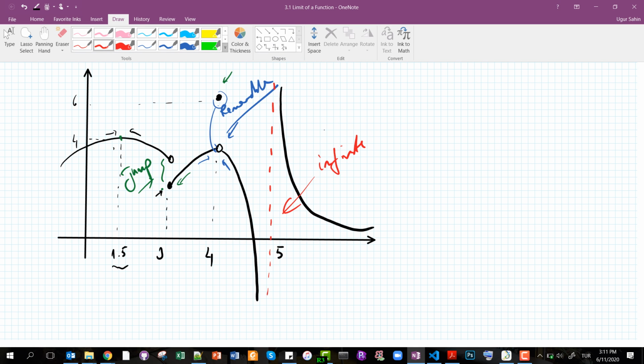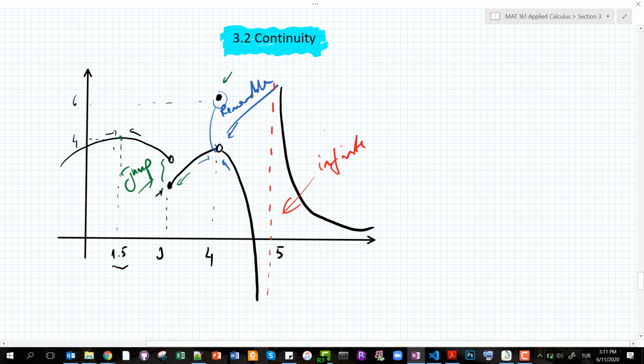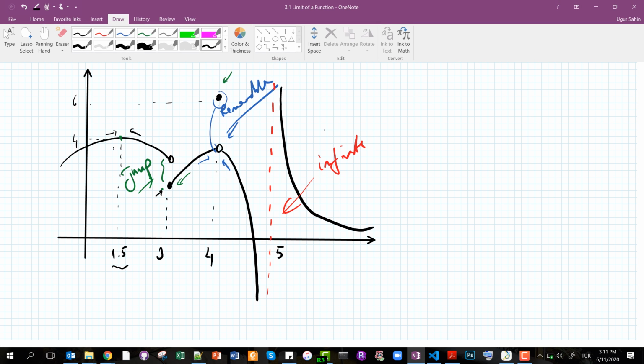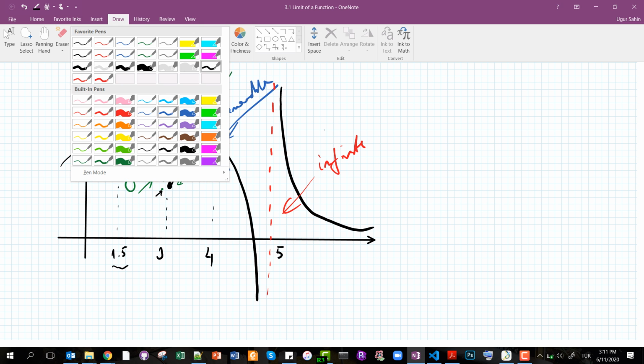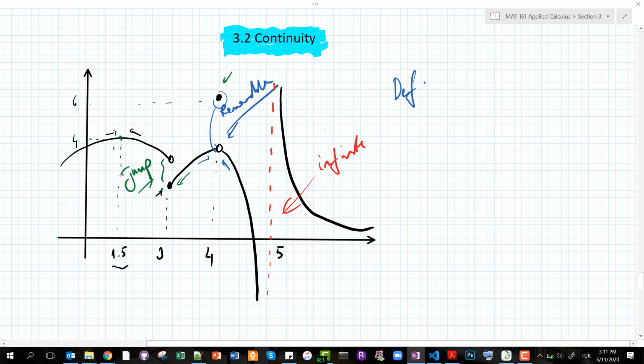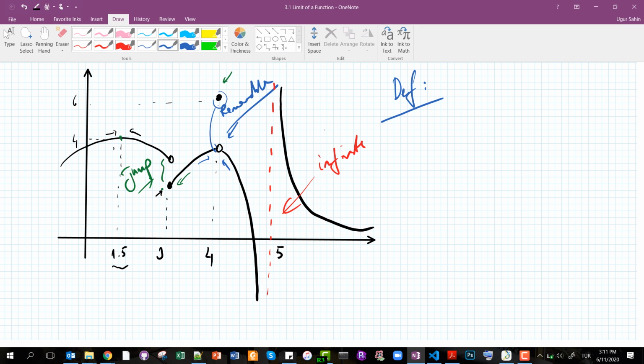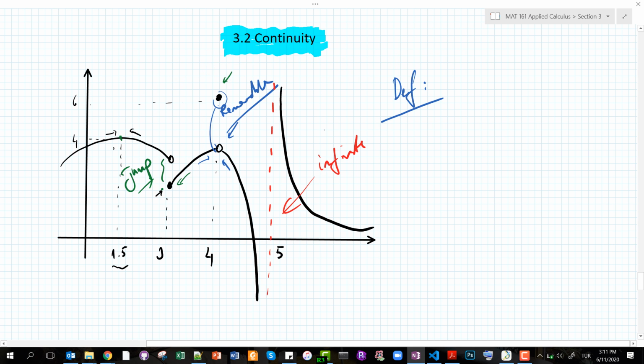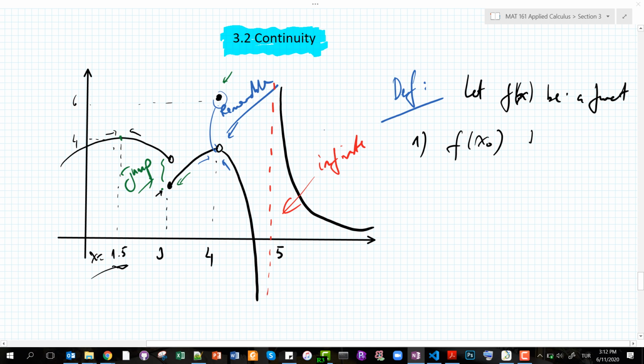Of course, we need to give a mathematical definition of continuity. That is why the definition should include all these points, all the behaviors you saw in the graph. First of all, we have a function, and as you see, to be able to write continuous, as in this case x equals 1.5, first of all, your point should be defined.